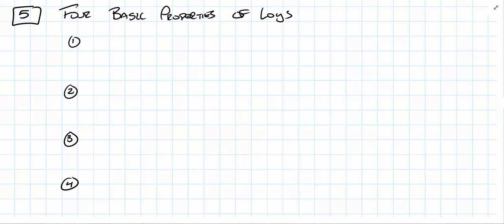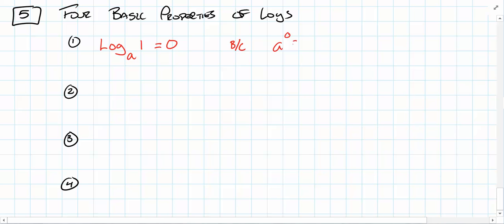We have 4 basic properties of logarithms that we can take advantage of. And we already found one of them earlier. So here we go. The first one is log base A of 1 gives me back a 0. Right? Because, you guys know that B/C means because? You guys know that? Okay. Because A to the 0 gives me back 1. No problem there, right?